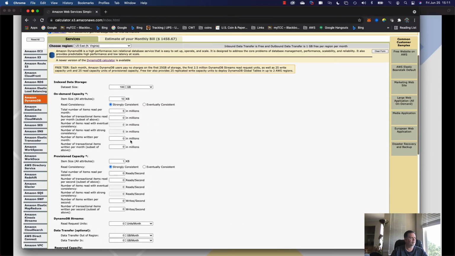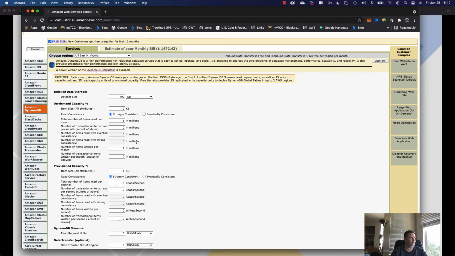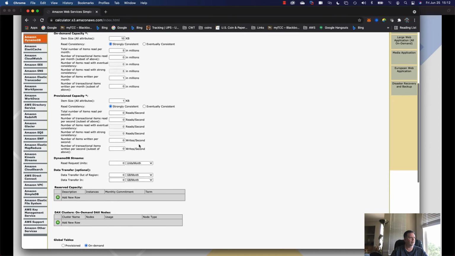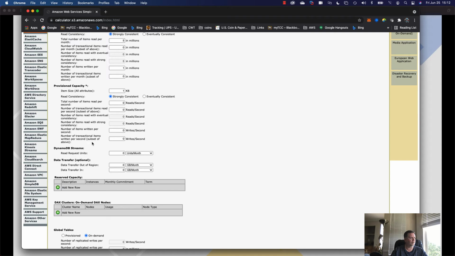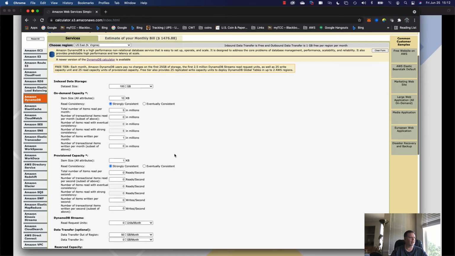and number of items written per month. We did 5 million reads. Let's just do 1 million writes. So I mean, it's pretty affordable. We're still only at $1,400, so we haven't added $100 yet. But there's a lot. Oh yeah, our transfer out of region. So let's do 50 gigs. So yeah, that still didn't add too much.